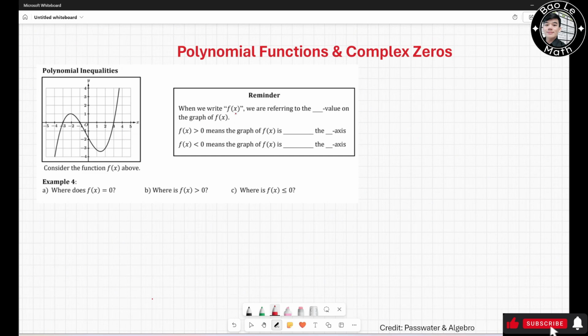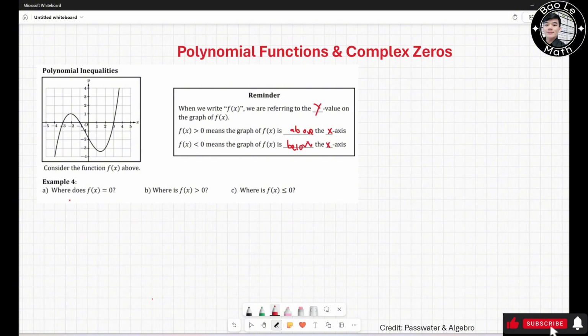When we write f of x, we are referring to the y value on the graph of f of x, right? If the function is greater than 0, which means the graph of f of x is above the x-axis. If the function f of x is less than 0, which means the graph of f of x is below the x-axis, right? Now look at the example right here.